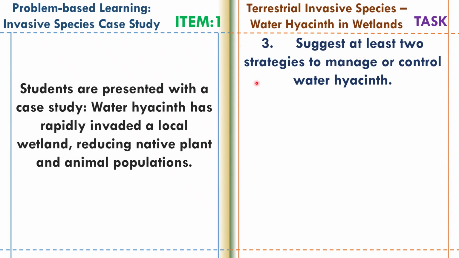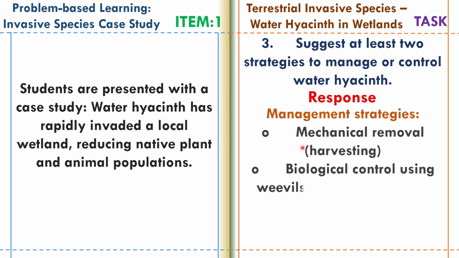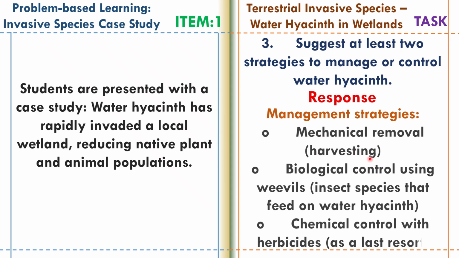Suggest at least 2 strategies to manage or control water hyacinth. Management strategies: there is mechanical removal, that is harvesting, biological control using weevils, insect species that feed on water hyacinth, chemical control with herbicides as a last resort.